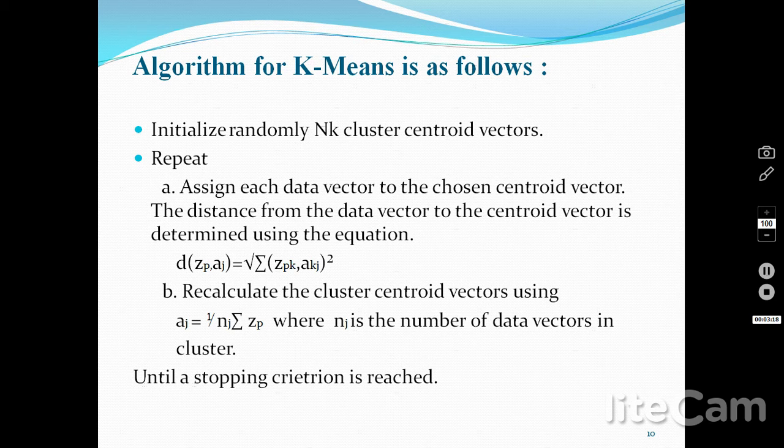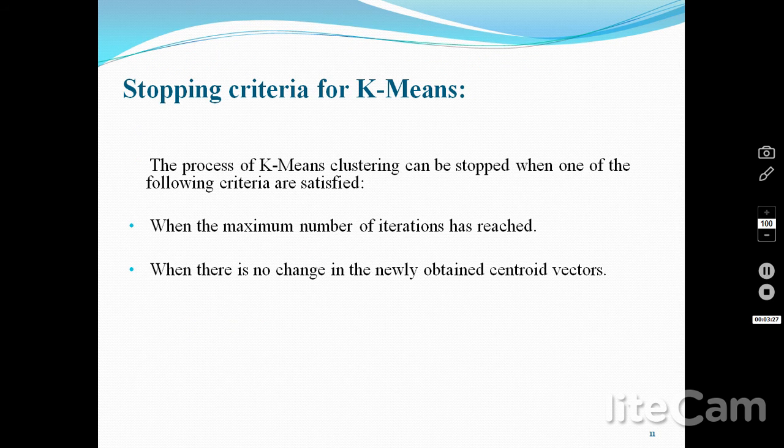Recalculate the cluster centroid vectors and the number of data vectors in each cluster. This process is performed until a stopping criterion is met. The stopping criterion for K-means may be the maximum number of iterations, or when there is no change in the newly obtained centroids, we stop the process.